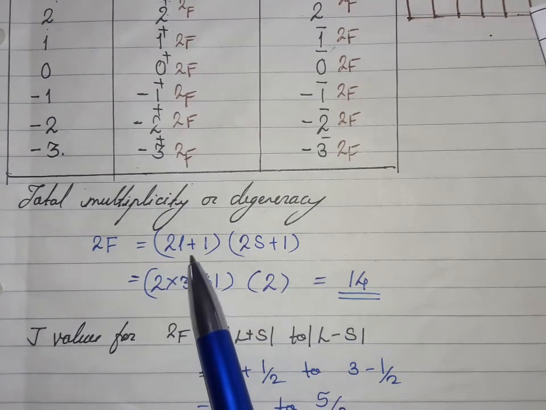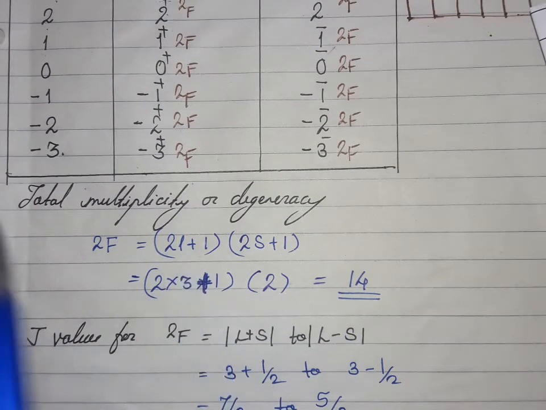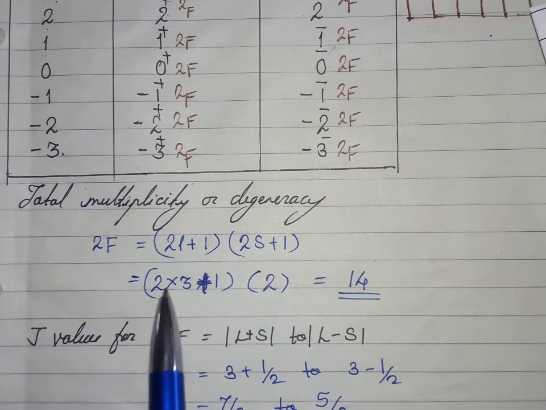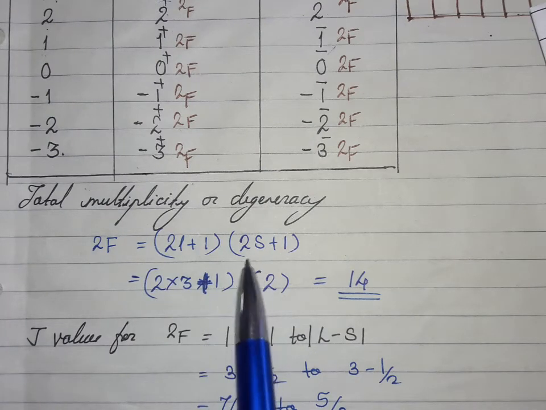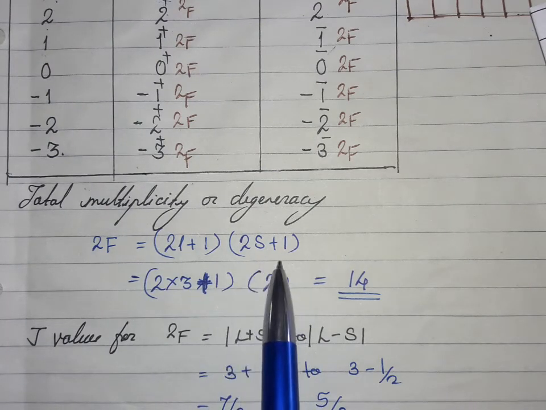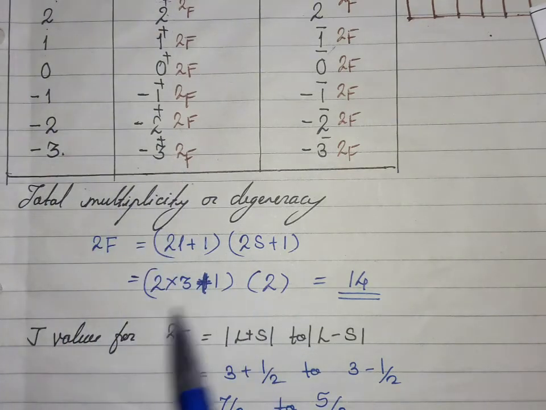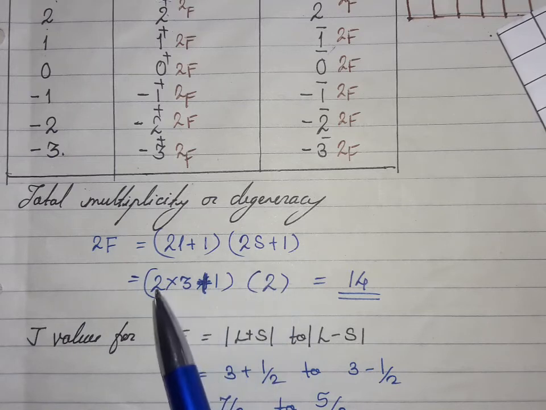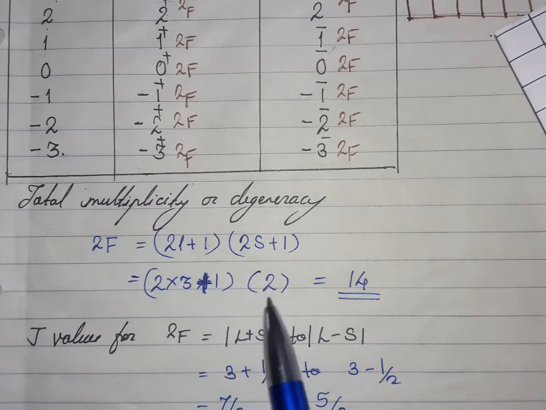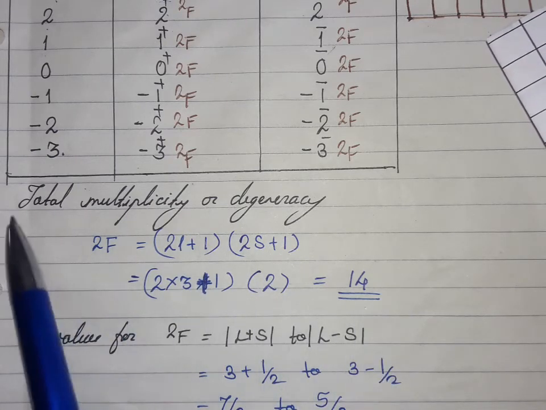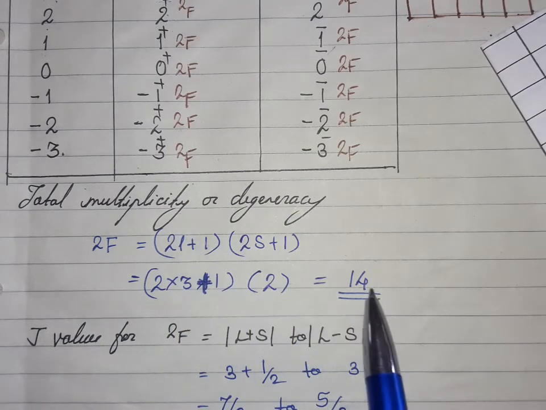Now put the value of L. In this case L is equal to 3. So 2 into 3 plus 1, and 2S plus 1, that is spin multiplicity. So that spin multiplicity is 2. Put that value into this formula: 2 into 3 plus 1 into 2 is equal to 14. So total multiplicity or degeneracy is 14.